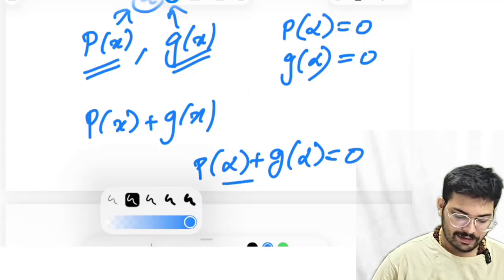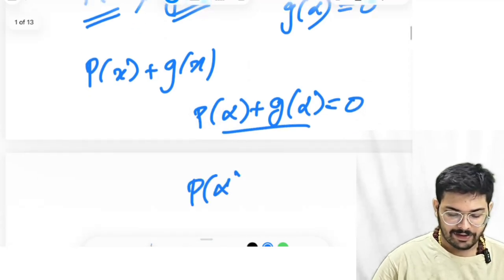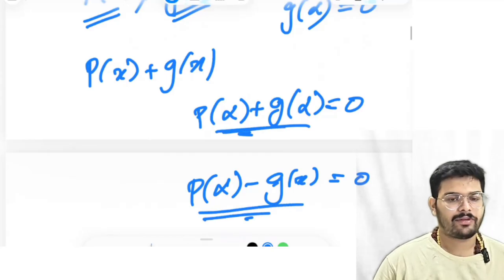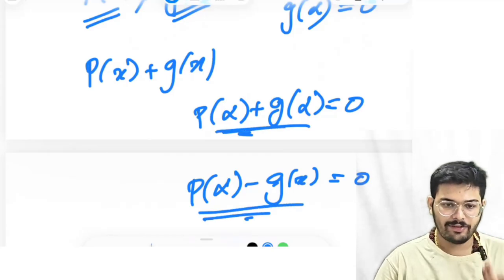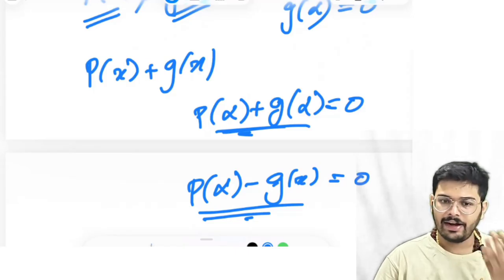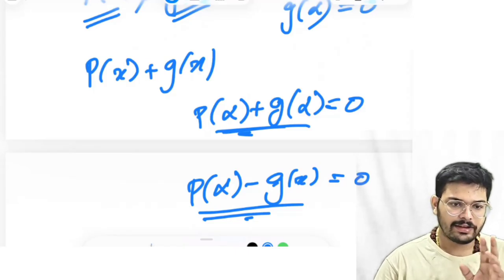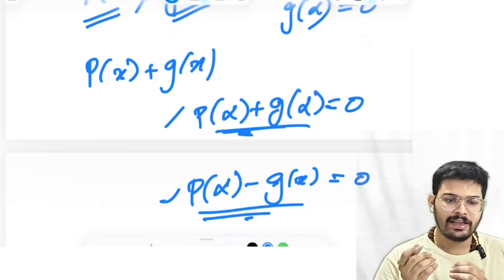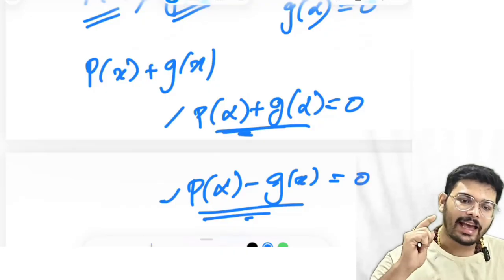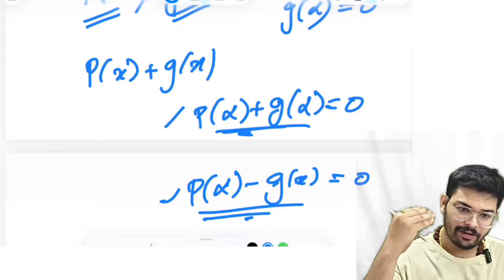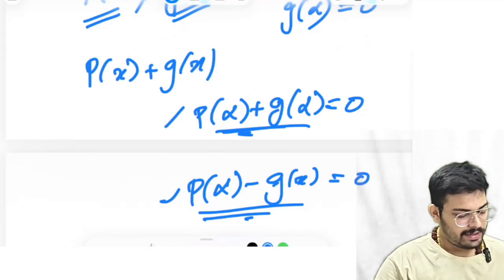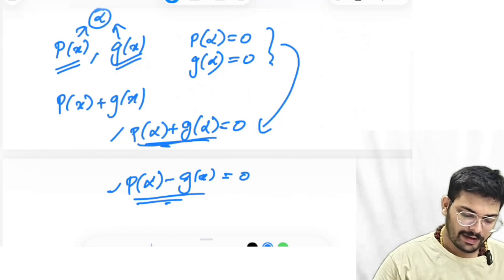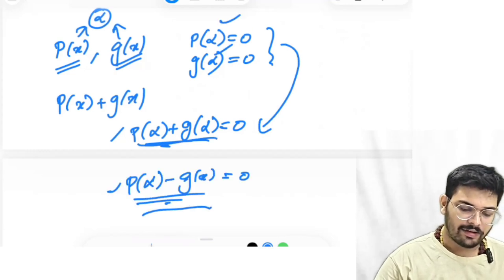That means when you take the sum or the difference of two polynomials, you get a resultant polynomial as the sum, or sometimes as the difference. The roots of that resultant polynomial can or cannot be roots of the original polynomials. But if the two polynomials have a common root, then definitely that root will be one of the roots of the combined polynomial.